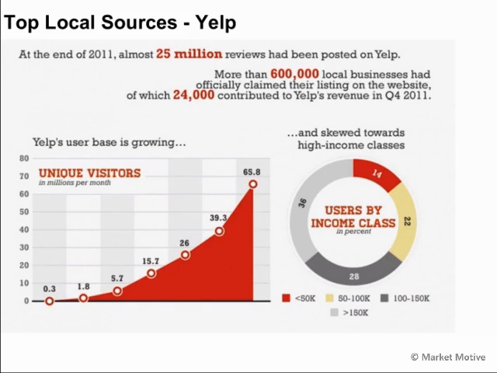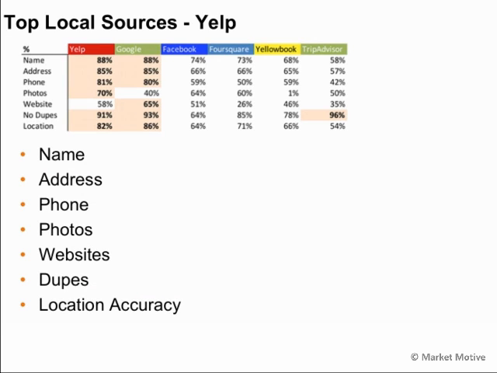They have over 25 million reviews, and over 600,000 local businesses have claimed their local listings. They're only selling advertising to 24,000 of those, but 600,000 have claimed their listing. So this is a study done by Yelp saying that Yelp is the best, but you can see it was done by their engineering staff, and I would agree that their listings are second only to Google. They claim they're the top in all these categories against TripAdvisor, Yellow Book, etc.